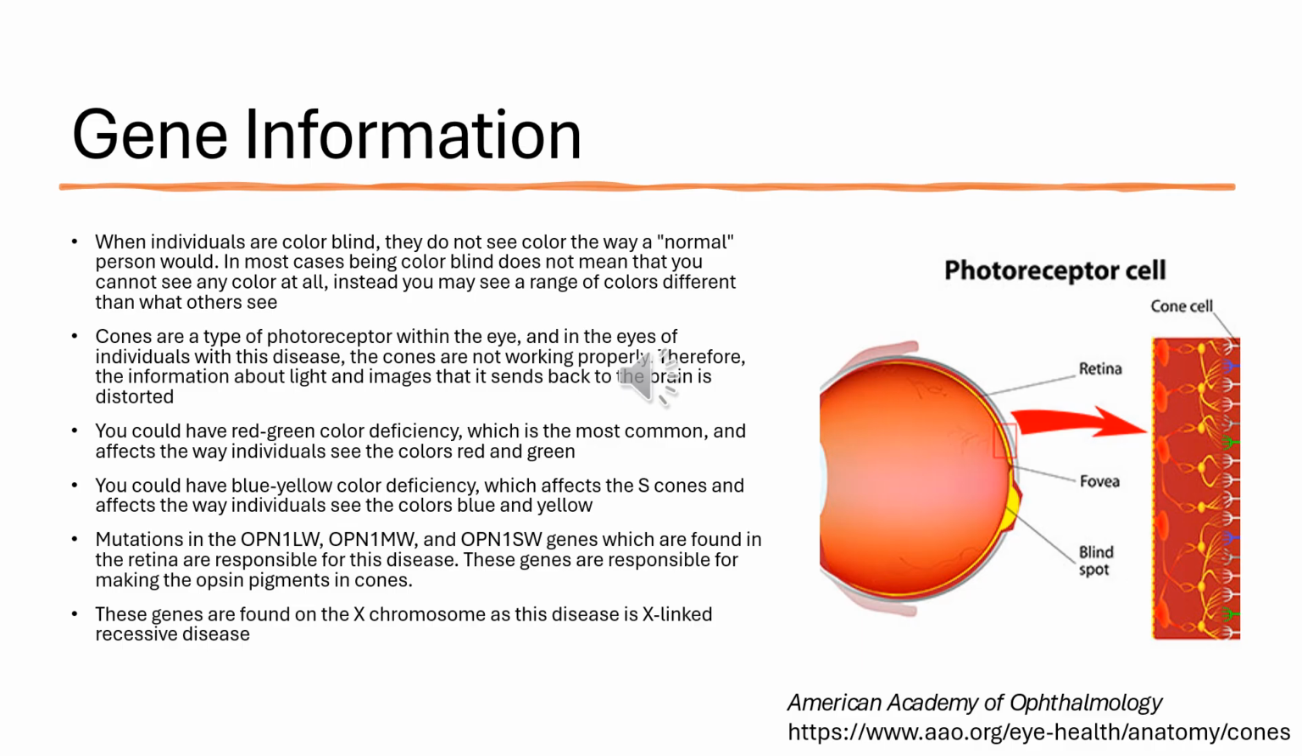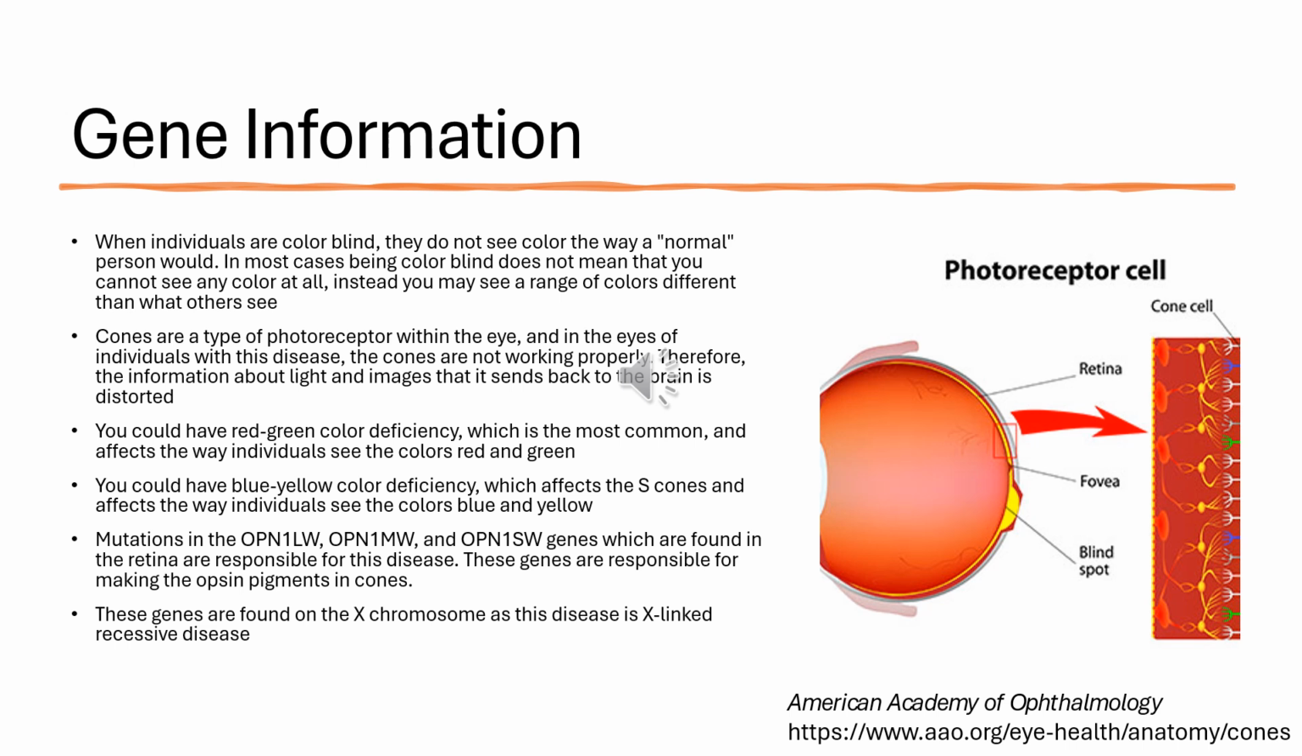Individuals who are colorblind do not see color in the way a typical individual would. Most of the time, being colorblind does not mean that you are able to see no color at all. Instead, you may be able to see a range of different shades and colors that are different to what others can see. Cones are receptors within the eye, and when looking at the eyes of individuals with this disease, the cones are not transmitting the proper information about light and images back to the brain.